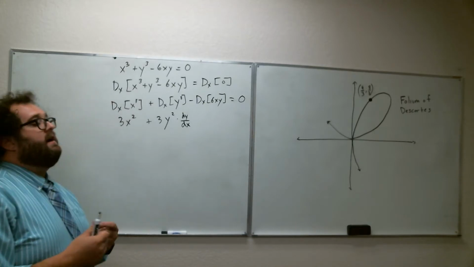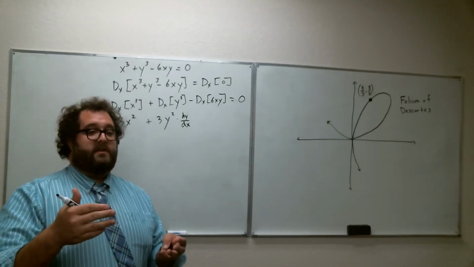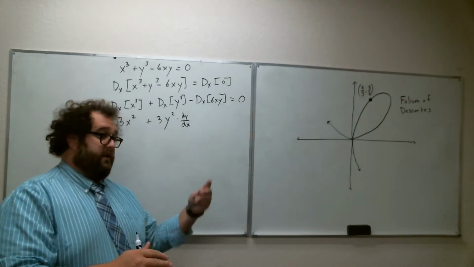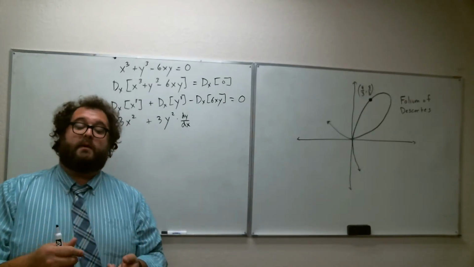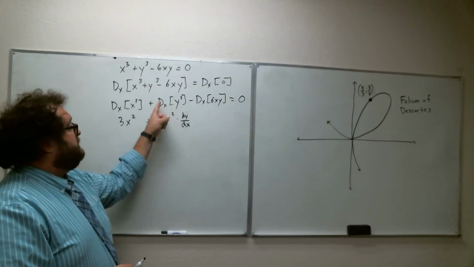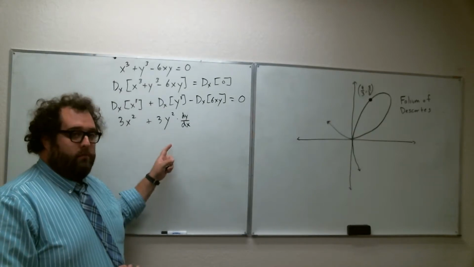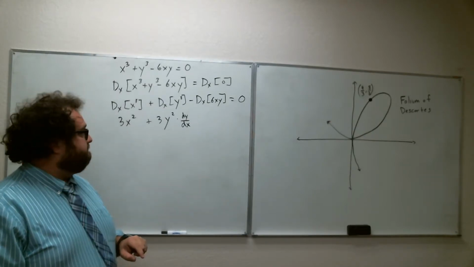So it turns out whenever you take the derivative of a variable term that's not x, or in this case y, you have to multiply by dy/dx. We took the derivative, doing the same thing using the power rule, but since it was a y term, we had to multiply by dy/dx.